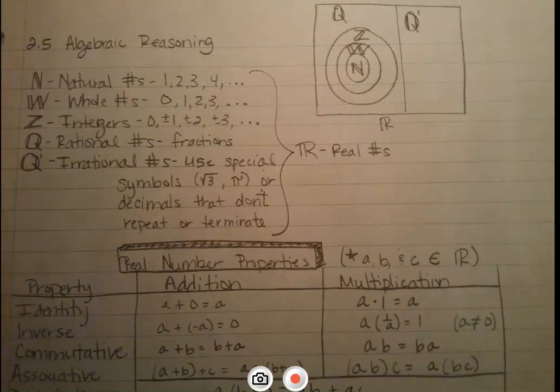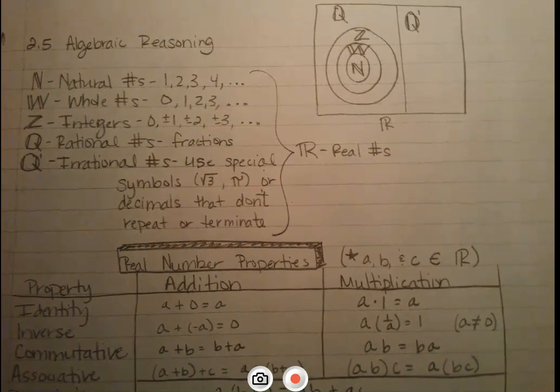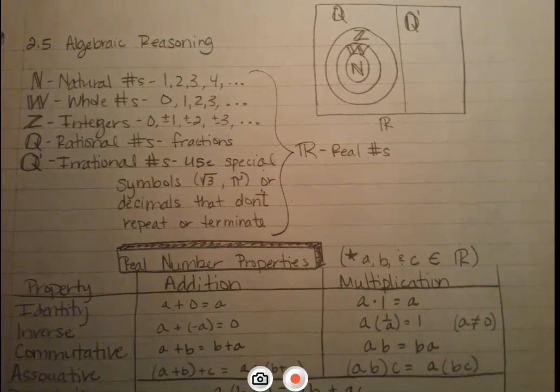All right, for geometry, we're doing lesson 2.5, algebraic reasoning. First up, we're going to go through a review of all the different numbers and types of numbers that we have. First, we have the natural numbers, and that's the N that you're going to see.